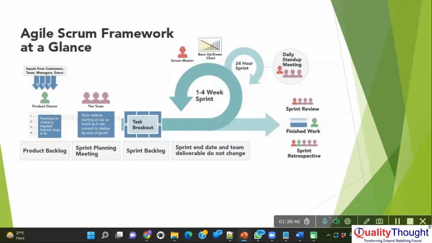And give some estimates. Okay, I've pulled 10 stories or 10 requirements. So how much is the high level estimate in order to work on these requirements? This is what happens in the sprint planning meeting. A user story is assigned to you and you are given some estimate, a high level estimate, not the correct estimate. And the next meeting is the daily stand-up meeting.